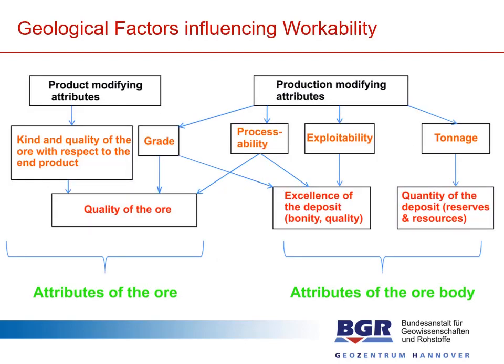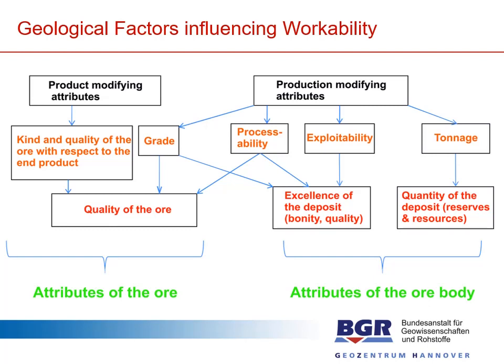But there are of course not only geographical factors but also geological factors influencing the workability of an ore body. There are two attributes modifying the ore body. One is the product modifying attributes and the other is production modifying attributes. The product modifying attributes are the kind and the quality of the ore with respect to the end product, and also the grade, which both have a direct influence on the quality of the ore, and they together make the attributes of the ore together with the processability. Production modifying attributes are processability, exploitability, and tonnage.